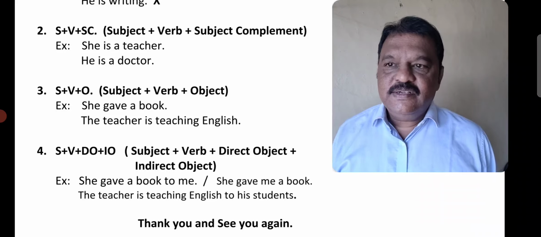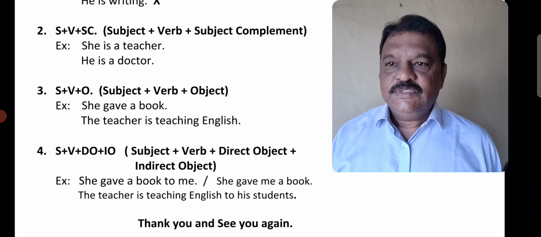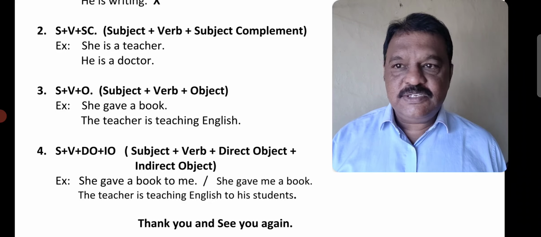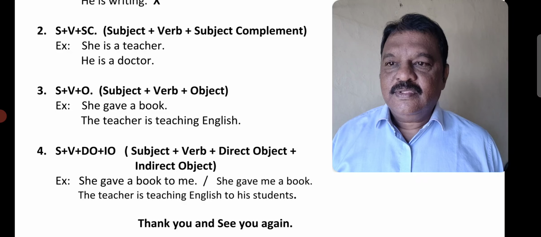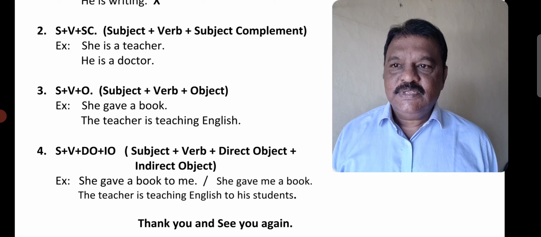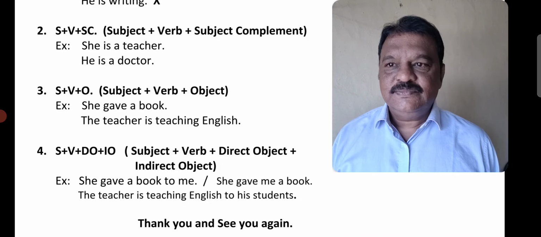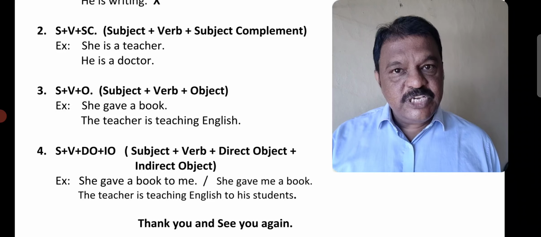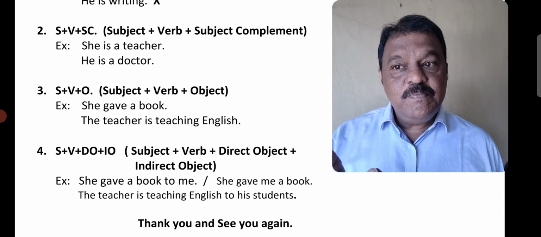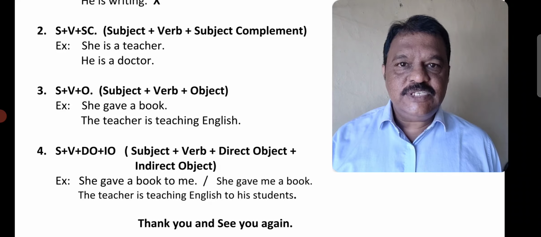Pattern number 3, S plus V plus O. Subject plus verb plus object. Look at our examples now. She gave a book. She is the subject, gave is the verb, a book is the object of this sentence.